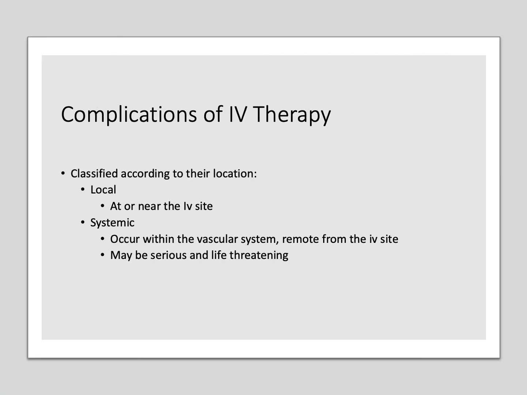So like I've already indicated, complications are classified into two groups. The first is local, so the complication is usually around the IV site itself, either at the site or near it. And then the second type of complication, which is usually more serious, is systemic, and that means that the complication has occurred within the vascular system, remote from the IV site, and that can be quite serious and life-threatening.